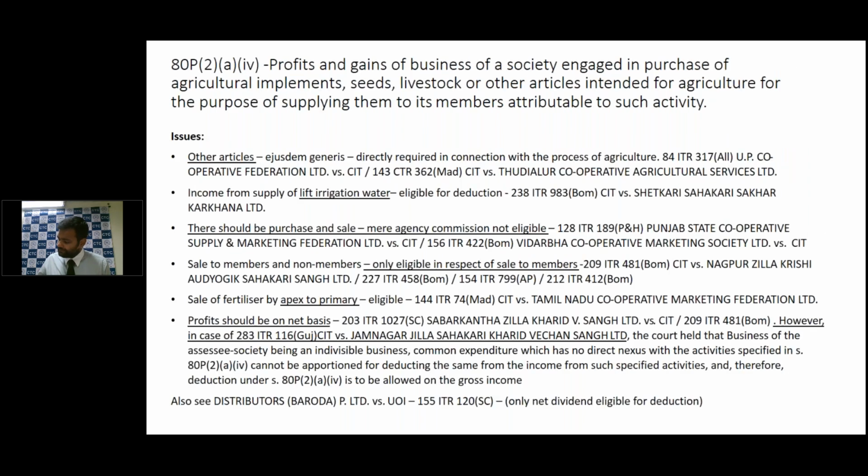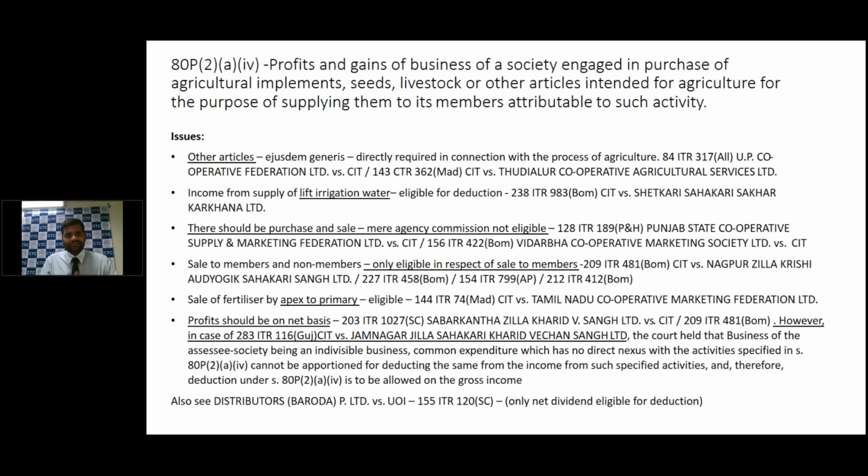Section 80P(2)(a)(iv) deals with a society which is engaged in purchase of agricultural implements, seeds, livestock or other articles intended for agriculture for the purpose of supplying them to its members. So there is a society of agriculturalists. They purchase some equipment, implements, seed, livestock to distribute it to their members.